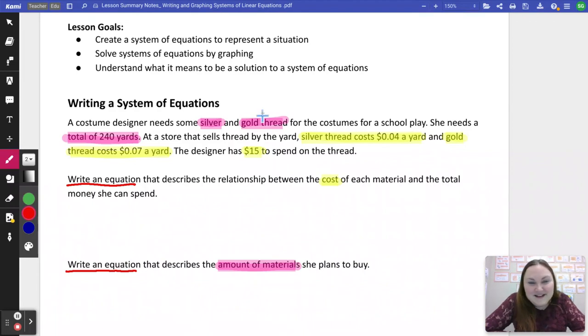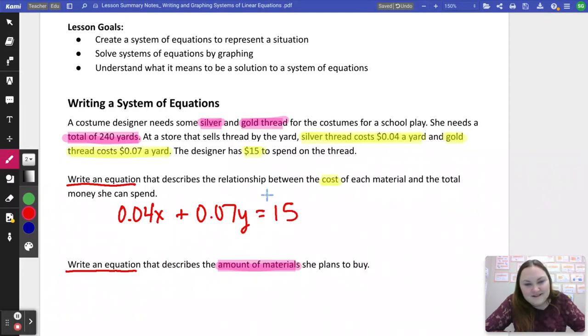All right. So as I was highlighting, I was trying to keep it color coordinated so that I highlighted anything related to cost in yellow. So we've got silver thread costs 4 cents a yard and gold thread costs 7 cents a yard. If I use X to represent how much silver thread she buys and Y to represent how much gold thread she buys, we're going to end up with an equation that looks something like this. That's 4 cents for every yard of silver thread. And then we've got the 7 cents for every yard of gold thread. And she can spend a total of $15.